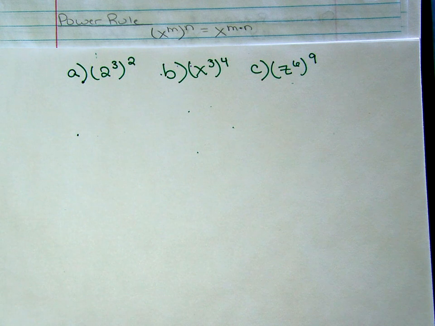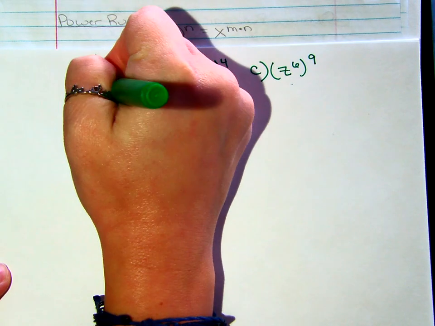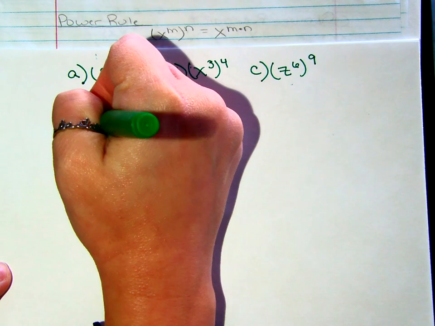So power rule, we take the exponents and we multiply them together when we're raising a power to a power. So for A, I'm going to show you actually why that works, because it's relatively small. We have 2 to the third raised to the second power. So if I apply my power rule, that would be 2 to the 3 times 2, which is 2 to the 6th.